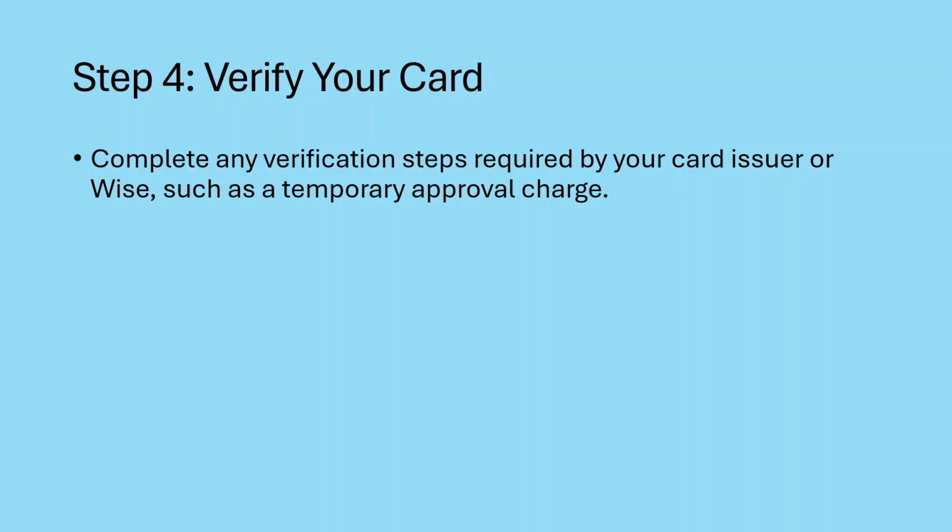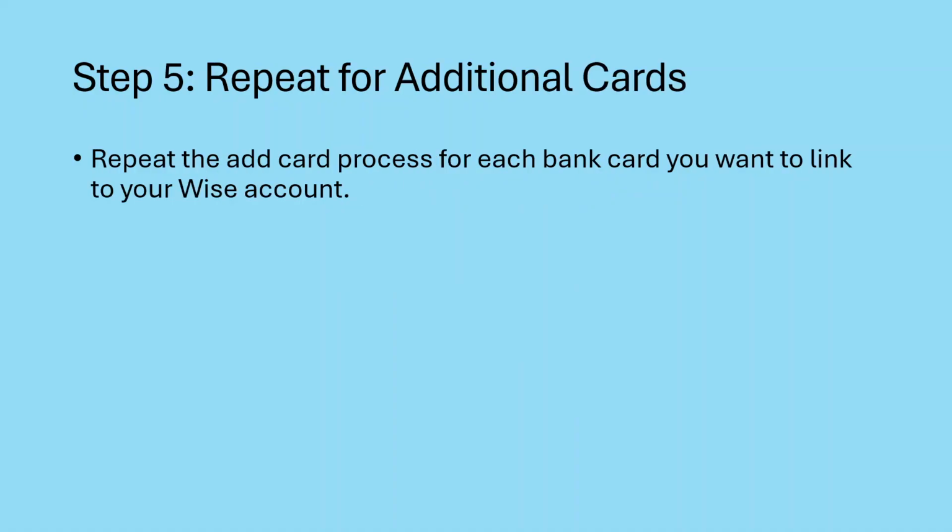Step 4. Verify your card. Complete any verification steps required by your card issuer or Wise, such as temporary approval charge. Step 5. Repeat for additional cards. Repeat the add card process for each bank card you want to link to your Wise account.